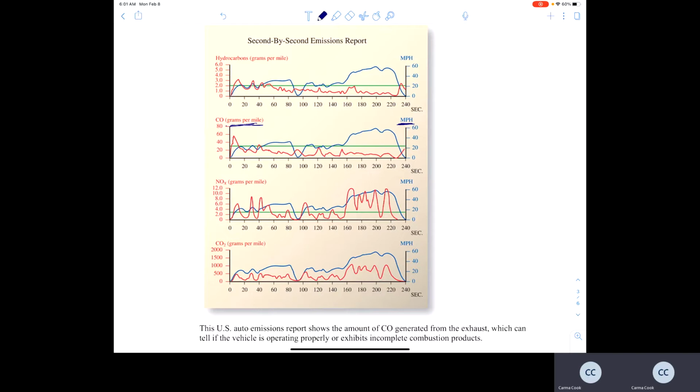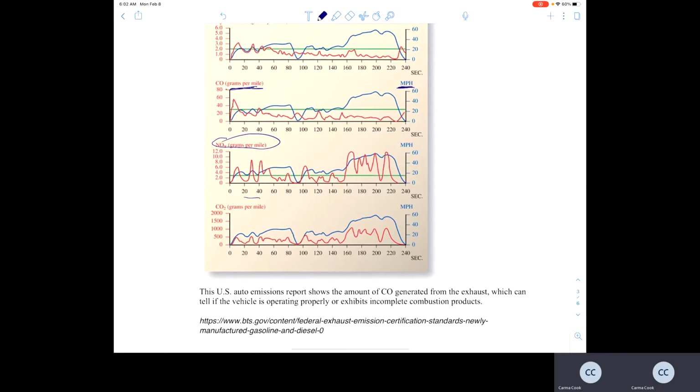That's what's acceptable. So you need to be under that green line to have a passing emissions test for carbon monoxide. And so this vehicle did not pass based on carbon monoxide and also nitrogen oxides. You can see they're above that green standard line. As far as emissions of carbon dioxide, CO2, there aren't any standards set. I know as of 2016, there wasn't. So you don't see a green line on that graph.